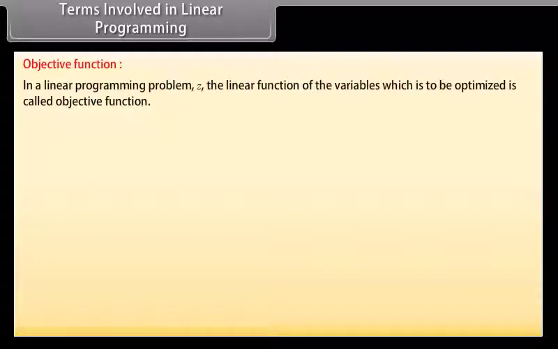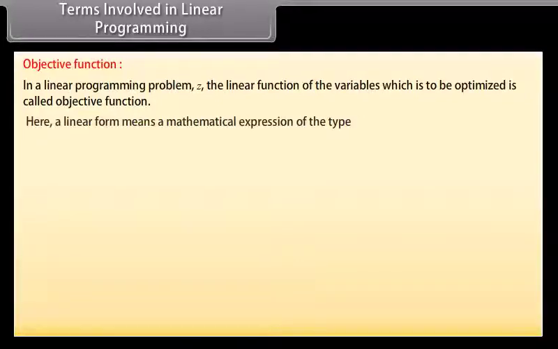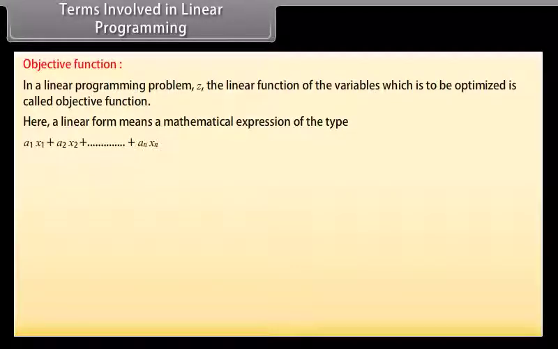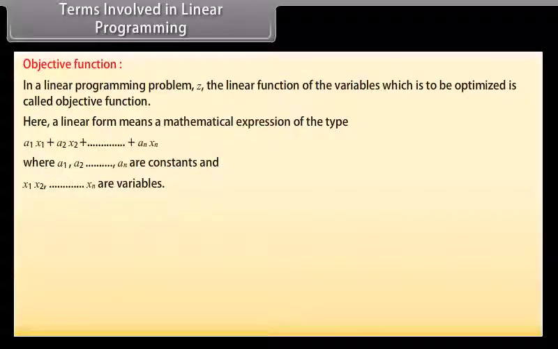Terms involved in linear programming. Objective function. In a linear programming problem, Z, the linear function of the variables which is to be optimized, is called the objective function. Here, a linear form means a mathematical expression of the type a1 x1 plus a2 x2 plus so on till plus an xn, where a1, a2 and so on till an are constants and x1, x2 and so on till xn are variables.